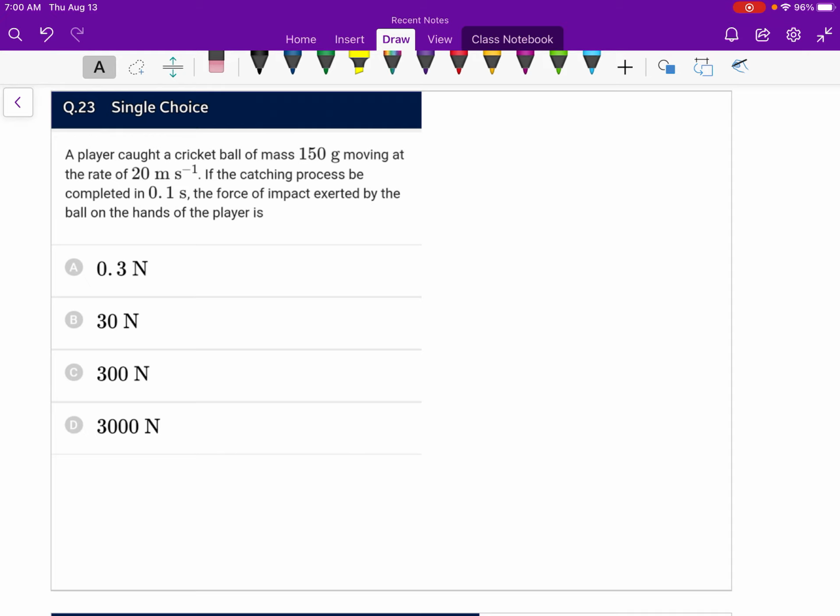Caught a cricket ball with mass m moving at speed v. The catching process is the force of impact exerted by the ball on the hands. So force on the ball is m, change in momentum, which is m(v minus u) upon t.